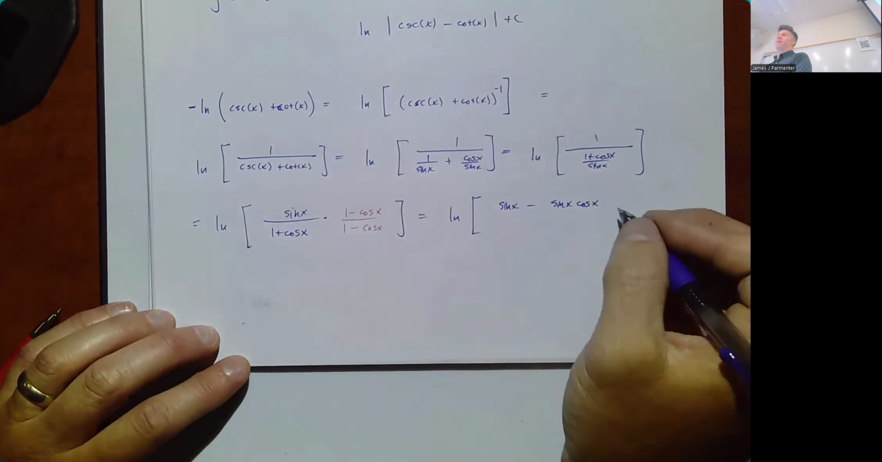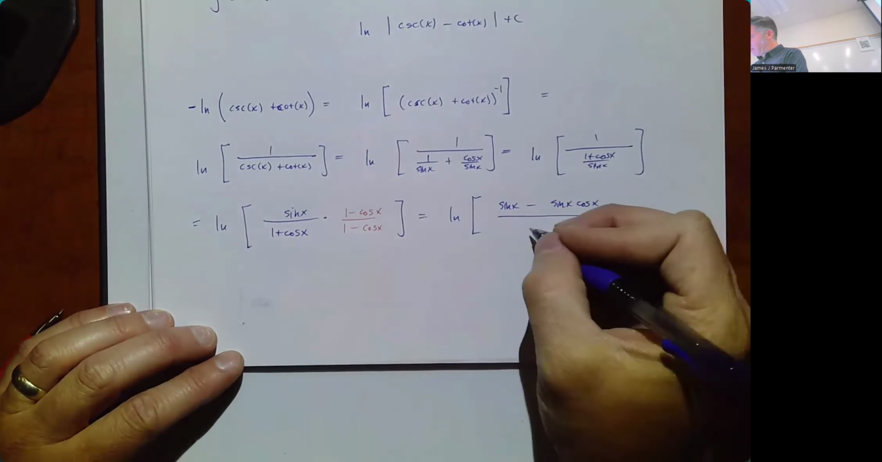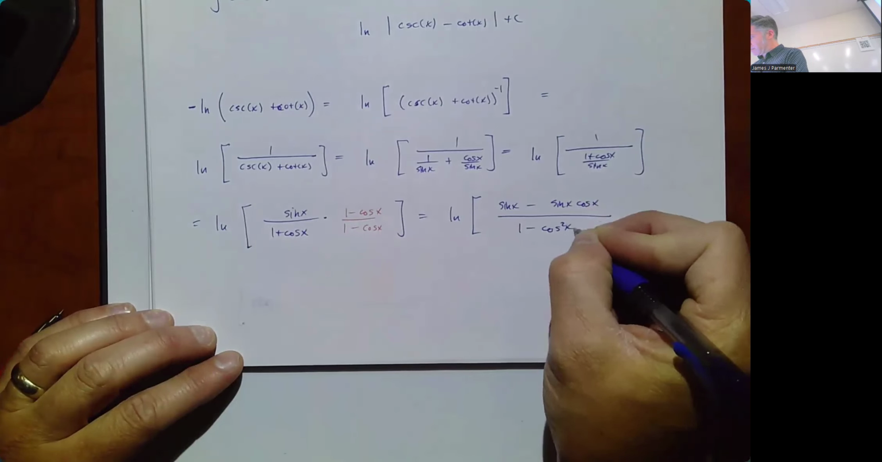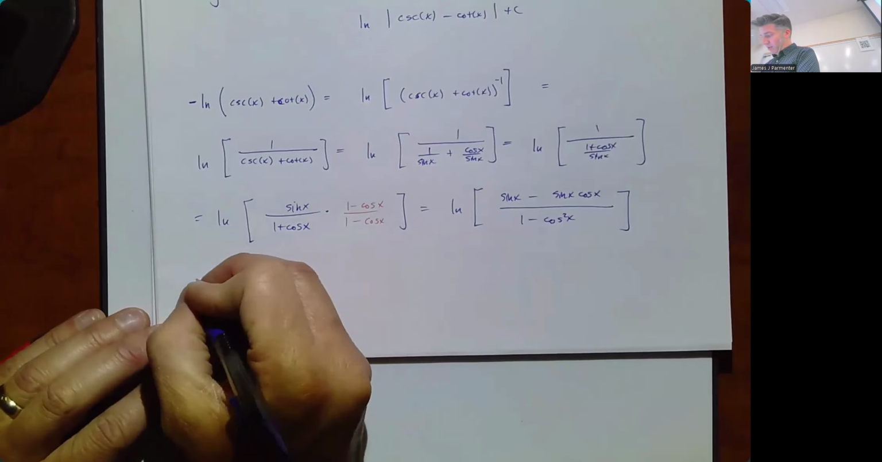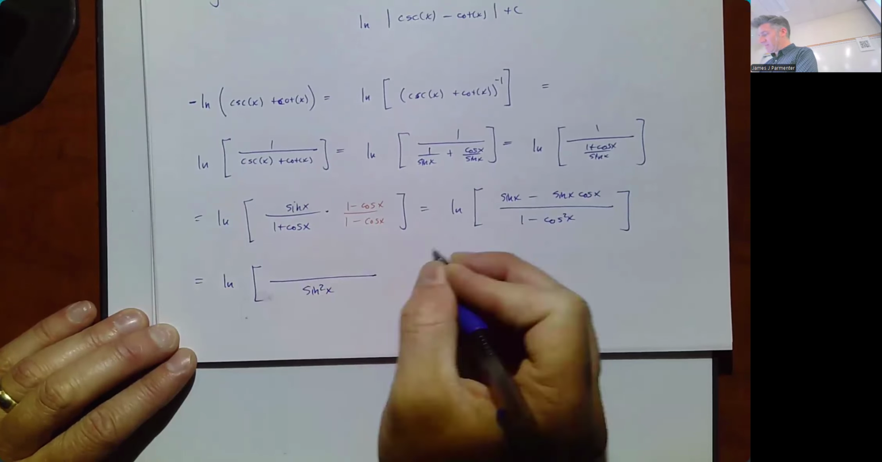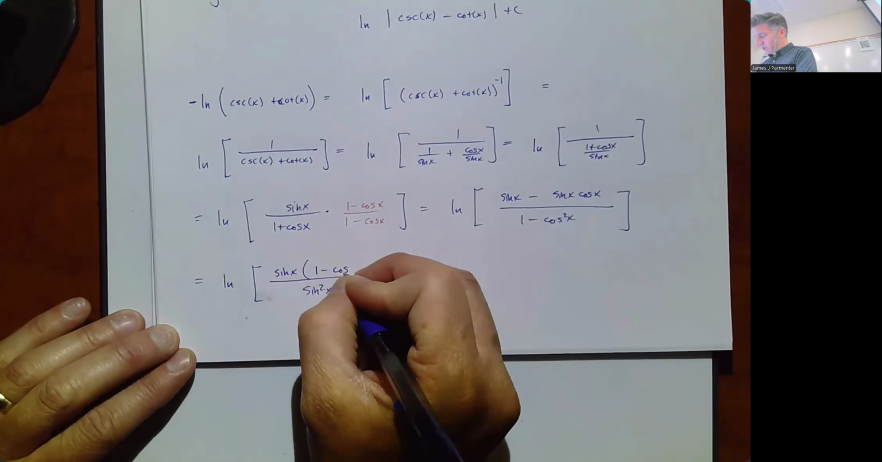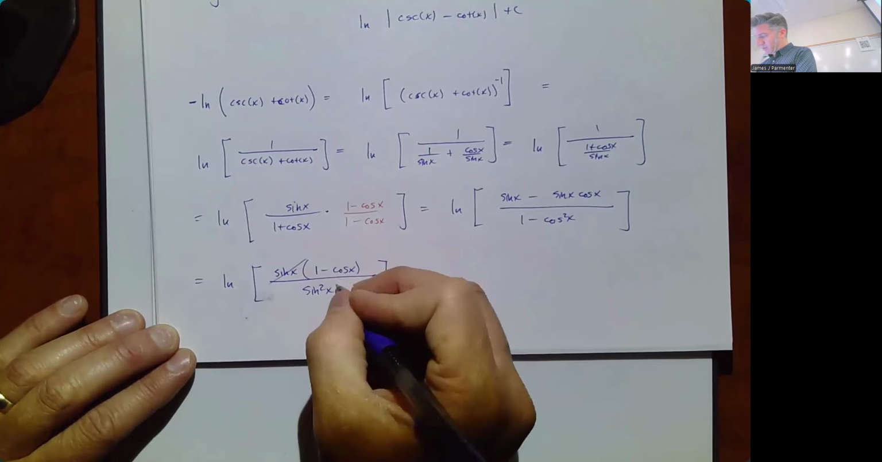I probably didn't need to multiply that out. I really didn't need to multiply that out. I'm sorry. I'll unmultiply it out in the next step. On the bottom, I have 1 minus cosine squared x. 1 minus cosine squared is sine squared. And that's why I didn't need to multiply the sine on the top, because if I factor it back out, it's going to cancel with one of those sines. So the sine here cancels with the sine there.